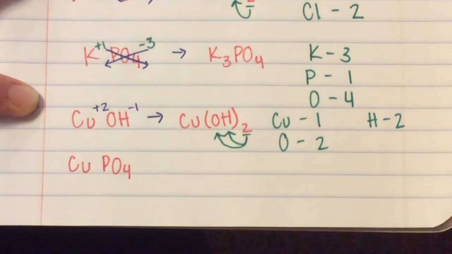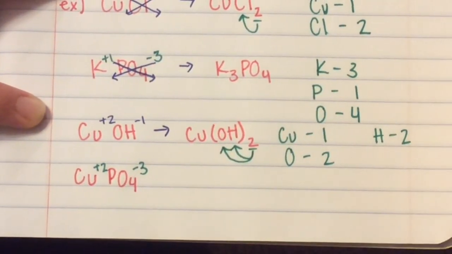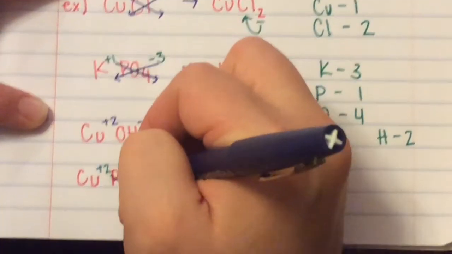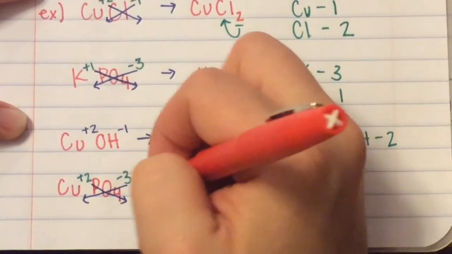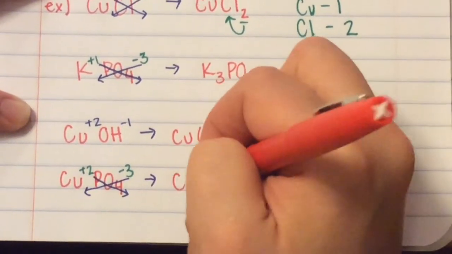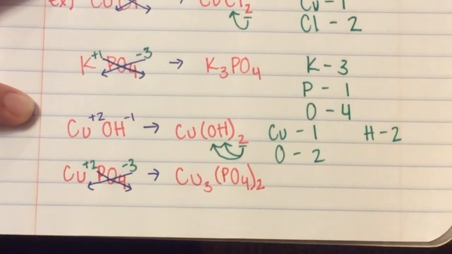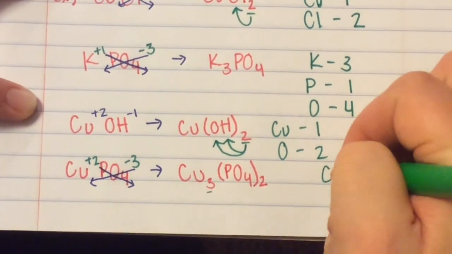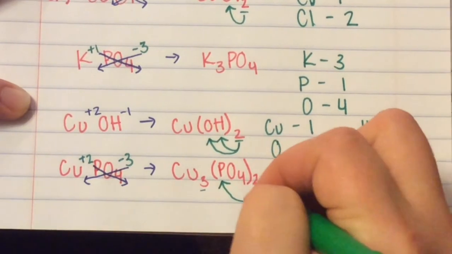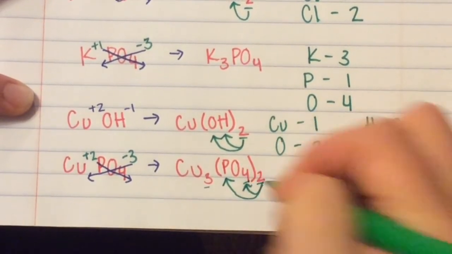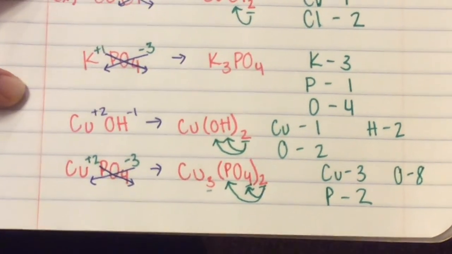Our final example here is copper and phosphate. My copper, like above, has a +2, phosphate has a -3. I go ahead and crisscross my charges, and I get Cu3, then I have to put parentheses, PO4, close up my parentheses, and a 2. So now when I do my counting, copper has that 3 attached to it. The 2 outside the parentheses applies to the P, and the 2 applies to the O4 as well. So since I have an O4, I have to multiply those, and I get O8.